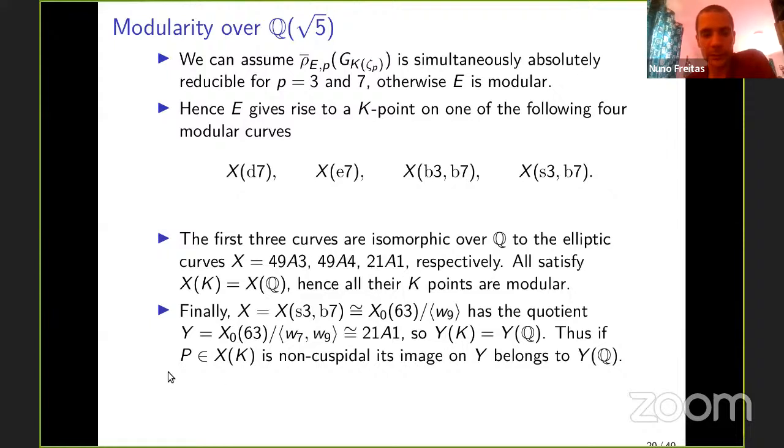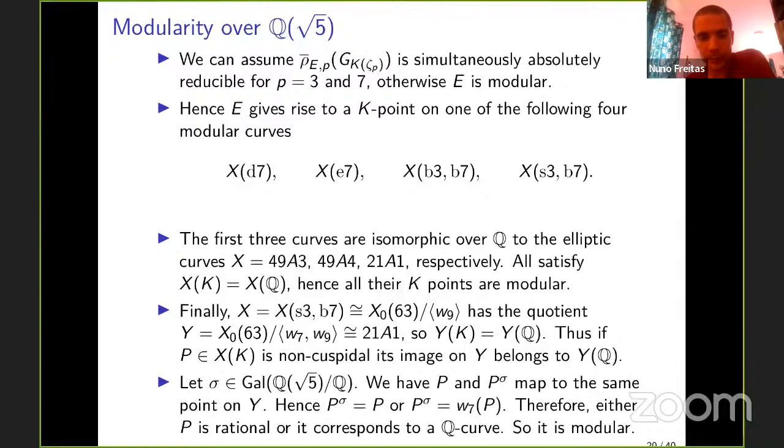So if we start with some K-point in X_K, the image in Y will be in Y(Q). So we can consider some point P and its conjugate P^sigma, where sigma is the non-trivial element in the Galois group of Q(√5) over Q. And these 2 points need to map in Y to the same point.